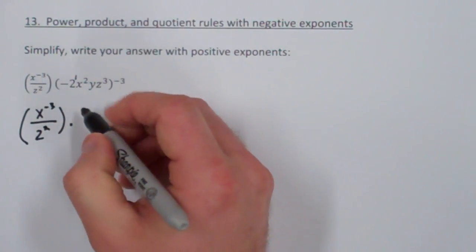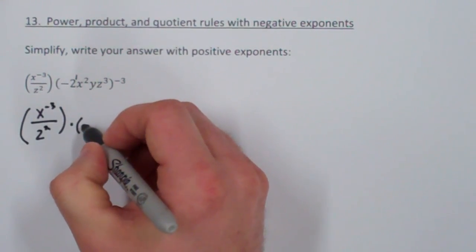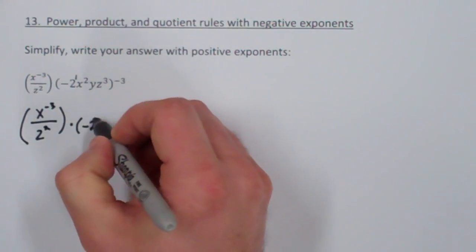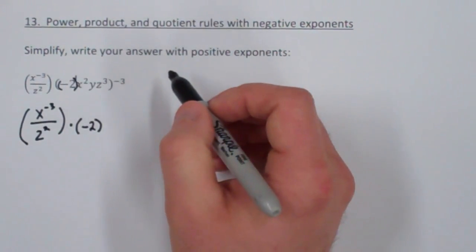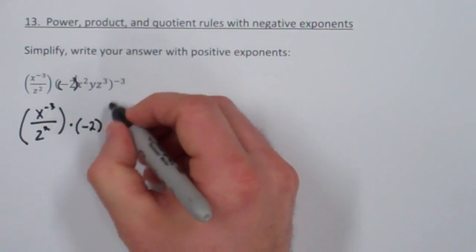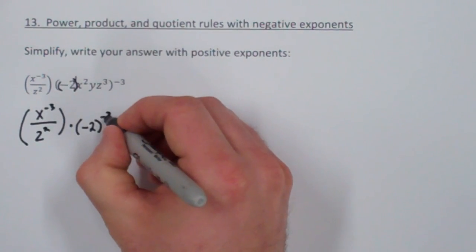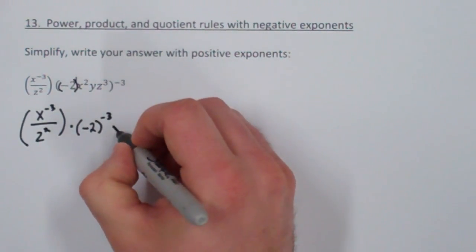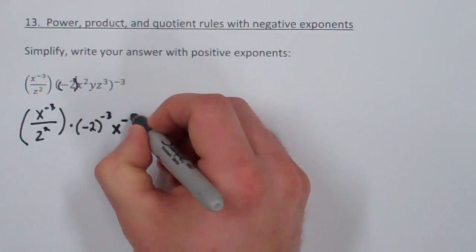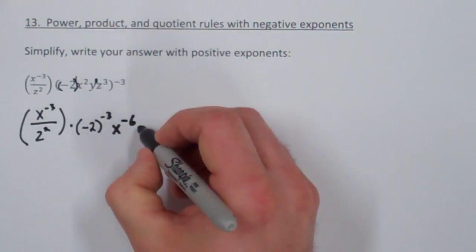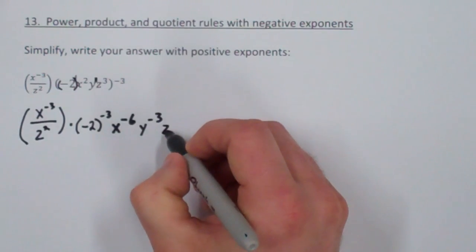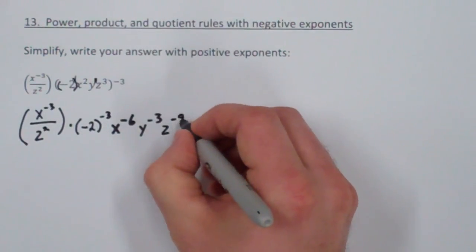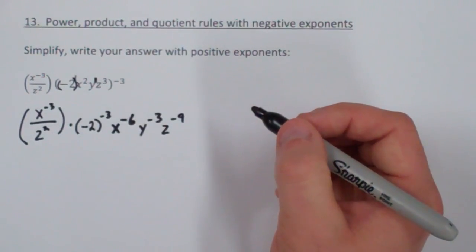And then on this side, this -2 definitely should be in parentheses. So you can think about this -2 being raised to the first power, and 1 times -3 is -3. The next one is going to be x to the -6 power. Y to the first is next, so 1 times -3 is -3. And then z to the 3 times -3, which is -9.